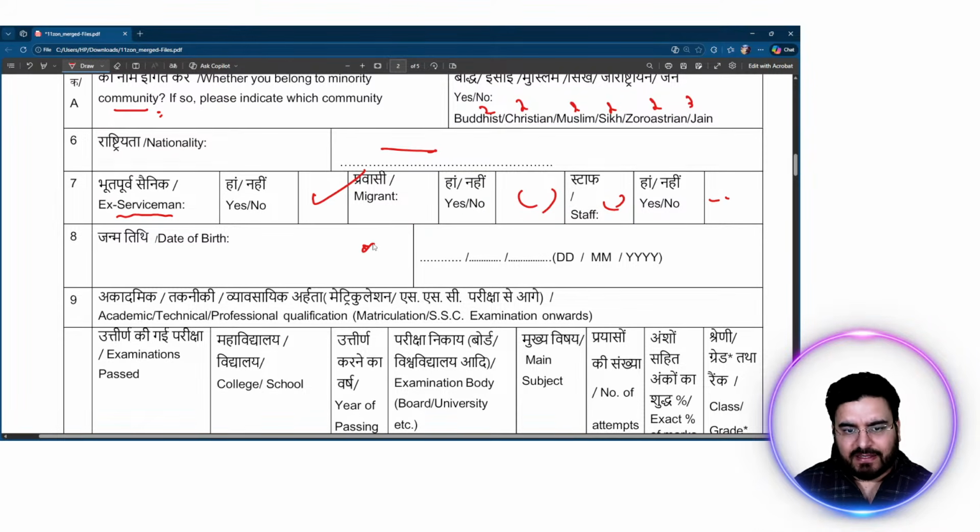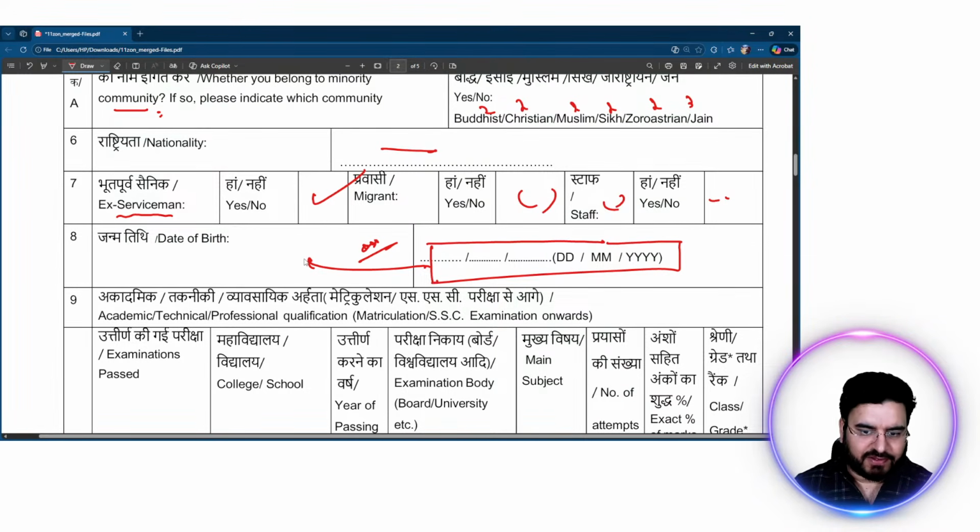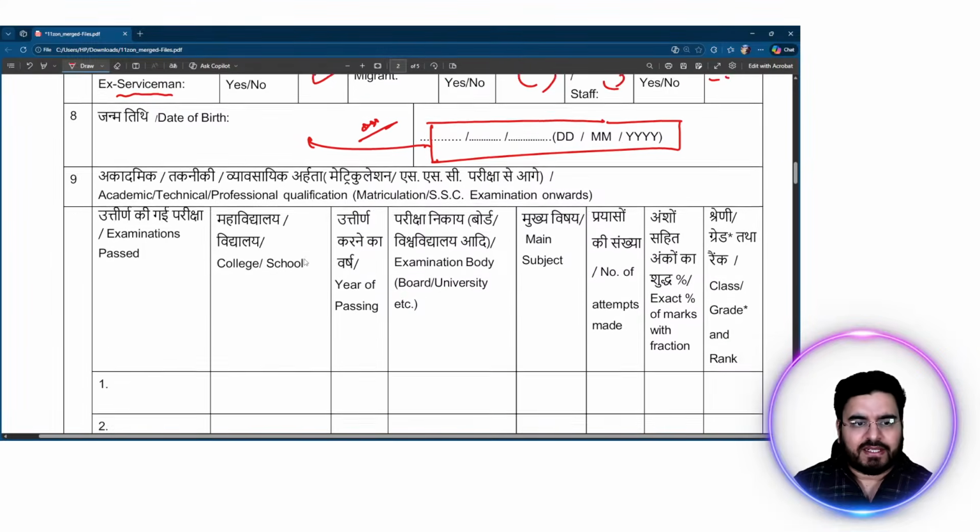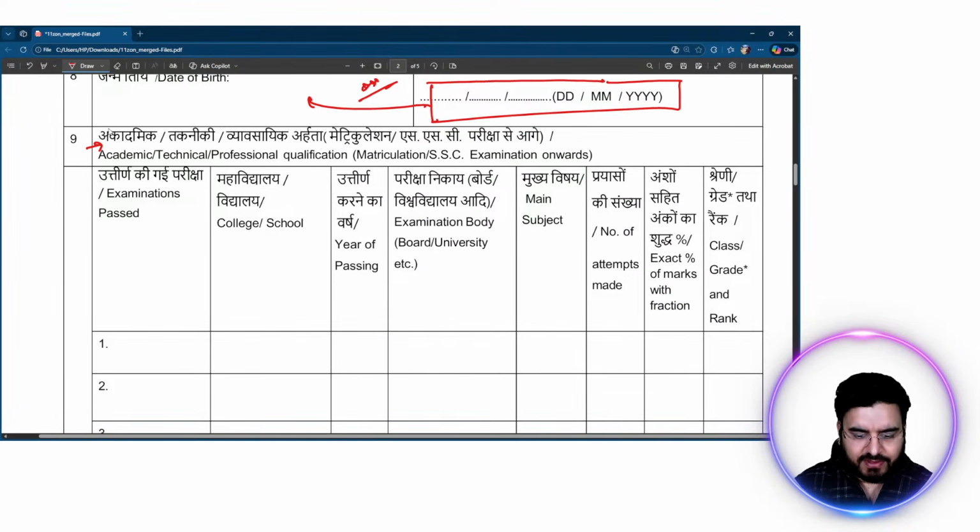Date of birth, very very important. Whatever date of birth you are mentioning here, it should match with your class 10th certificate, okay? Then now comes the academics, guys, right? Academics. So here you have to mention whatever exams you have passed, right?